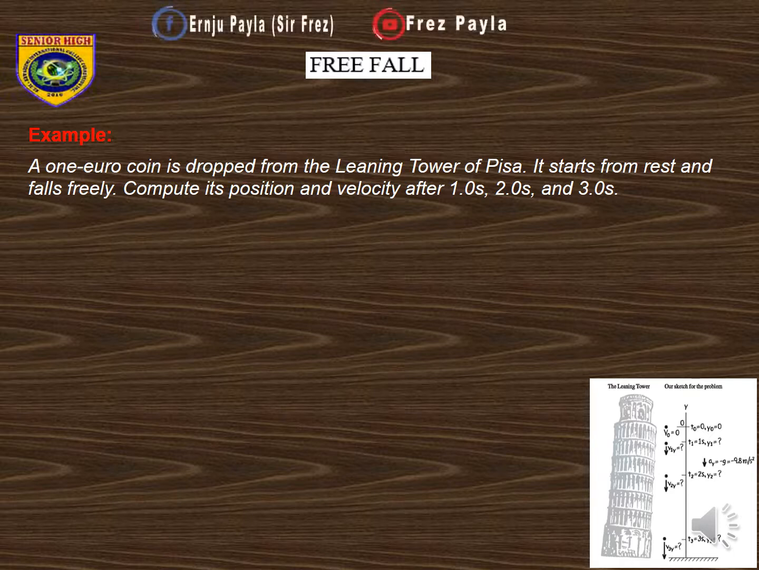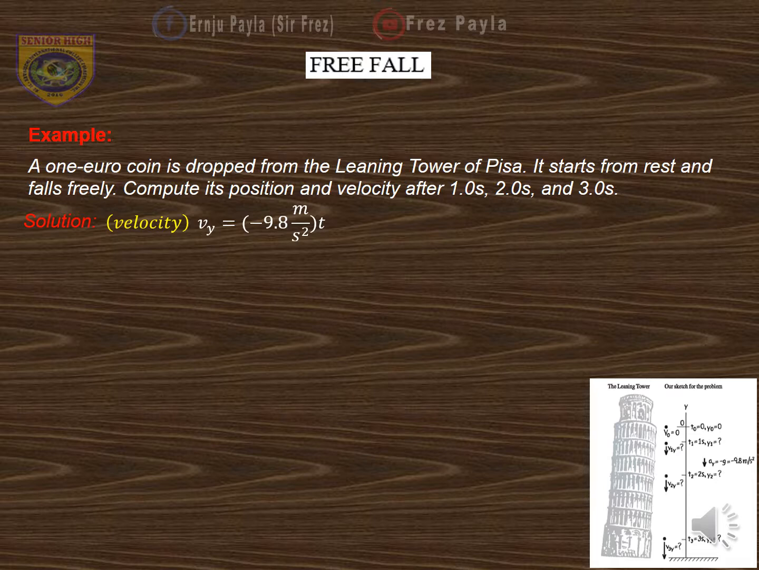Okay, let's proceed to the velocity. The equation we will use is v sub y equals negative 9.8 meters per second squared multiplied by the time. For t equals 1 second, we directly substitute 1 second for t. The result is negative 9.8 meters per second. Remember, when we look for velocity, the unit is meters per second, since one of the seconds cancels.